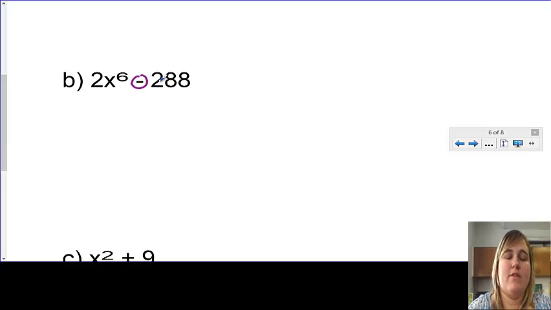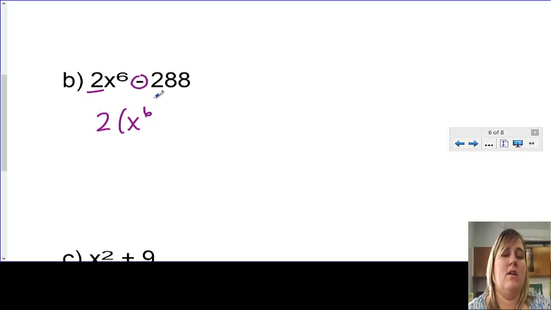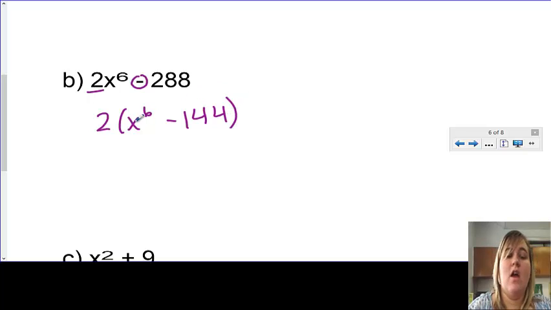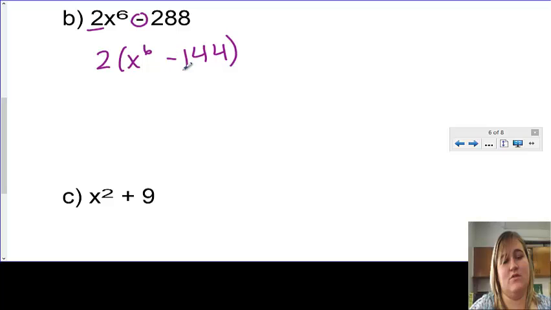On the next one, is it a difference? Yes. Is it a perfect square? 2 is not a perfect square, so I cannot factor this one. Okay, so that one, no go. Unless I factor out, let's see if I can factor 2 out first. I get x to the 6th, and 288 divided by 2 gives me 144. Oh, look, you have to be careful. Sometimes we have to factor out our greatest common factor first. Now I do have a difference of two squares.